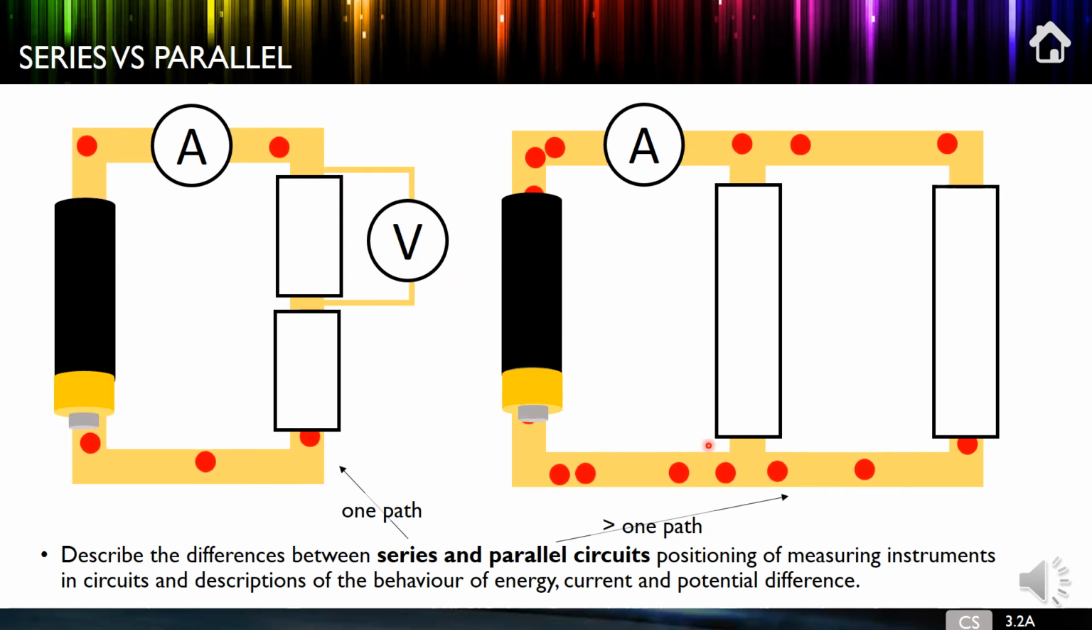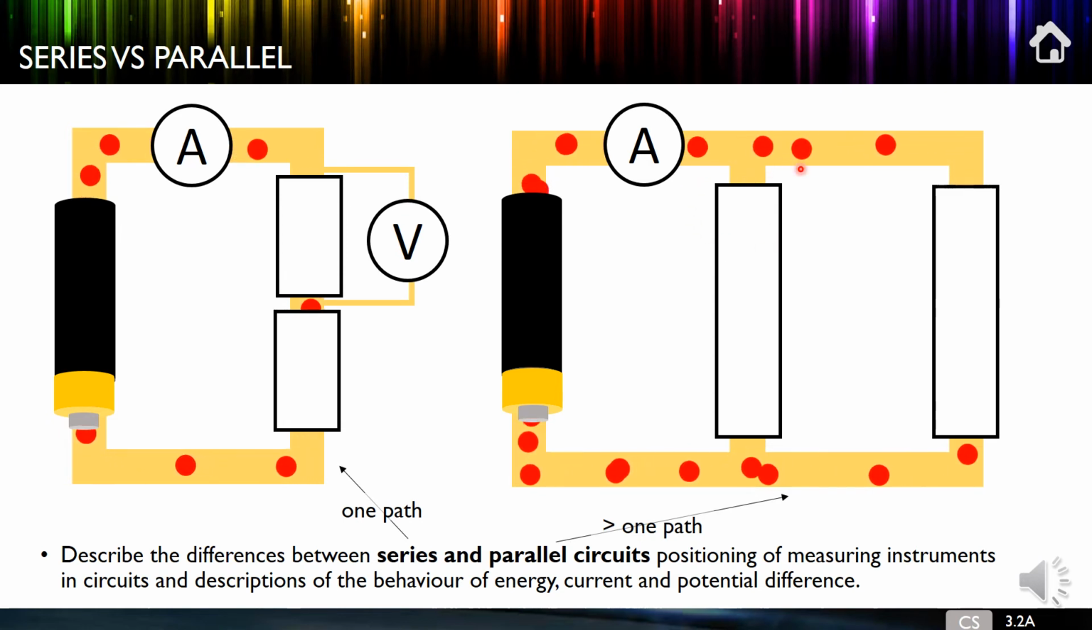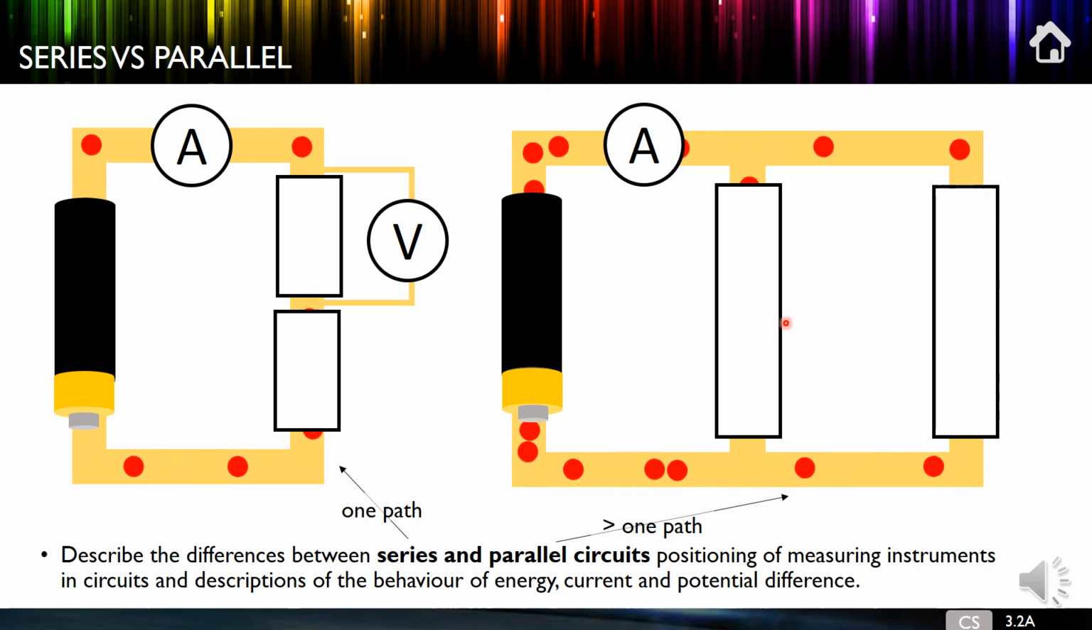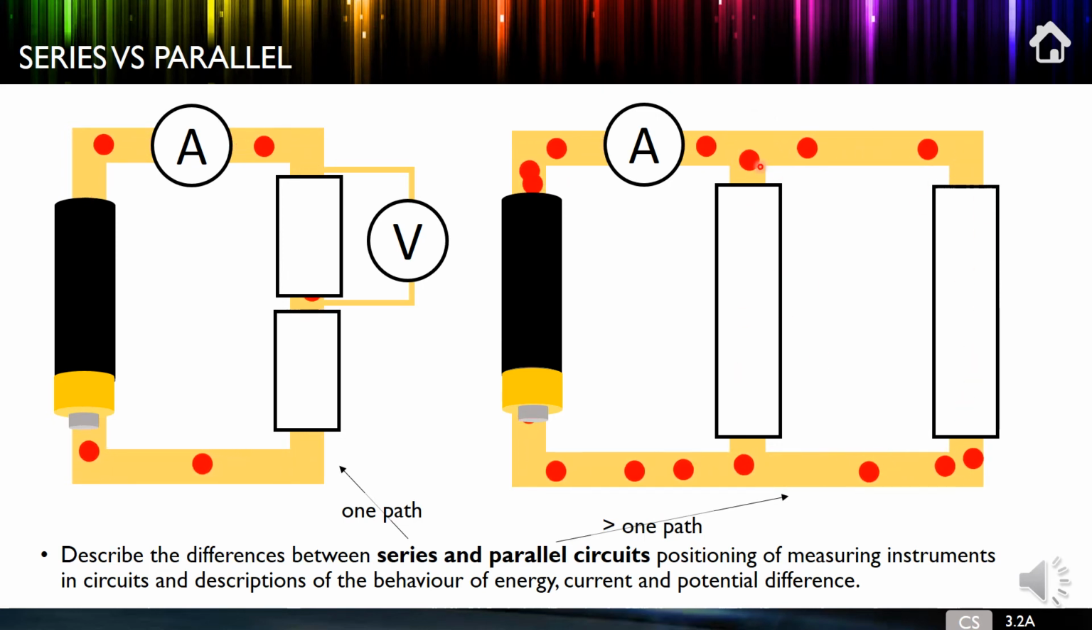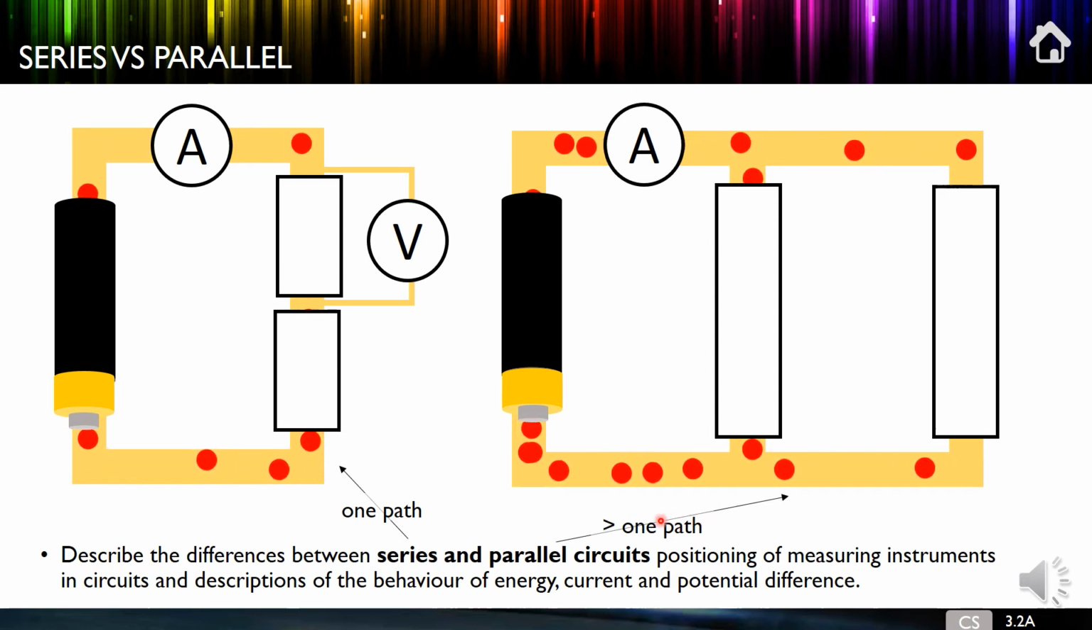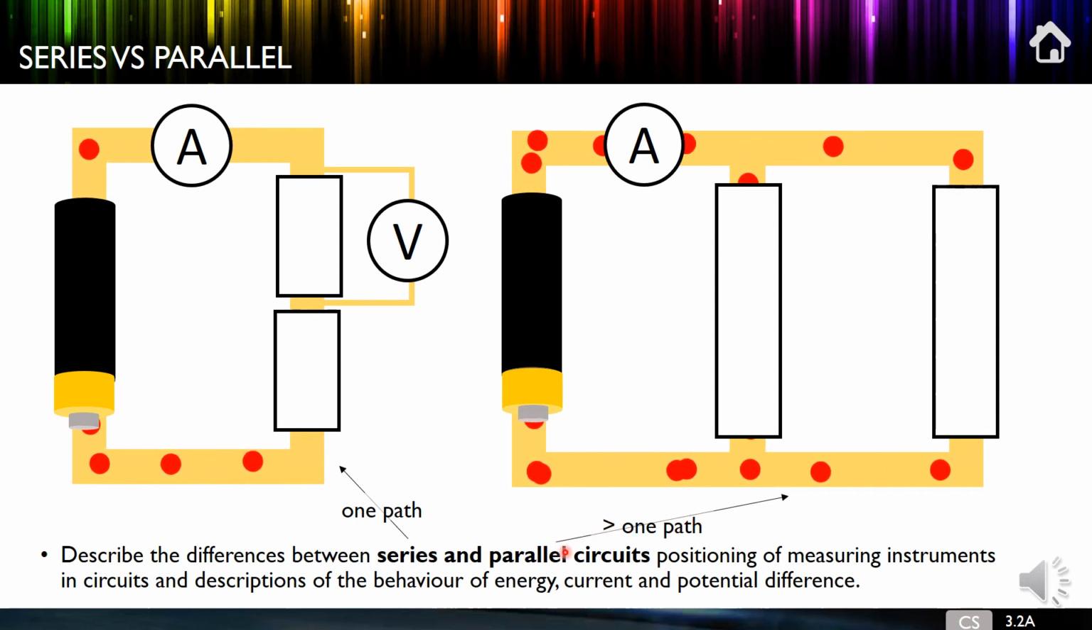Here we truly have two paths that the electrons can take. And that's why this is a parallel circuit, because this line is parallel with that. When we make them in reality, often the wires are a bit messier, but the essence of it is there is more than one path, and that's what makes it a parallel circuit.